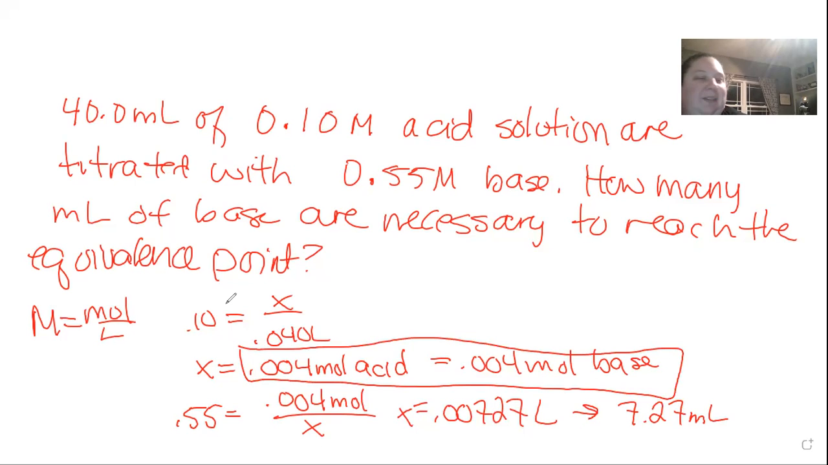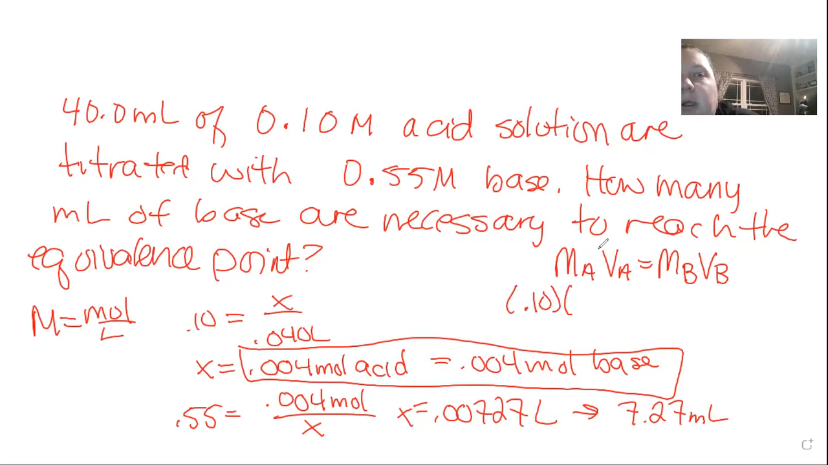You also can set up basically the exact same math, just putting it all into one step: the molarity of the acid times the volume of the acid equals the molarity of the base times the volume of the base. Because taking molarity times volume gives me moles. That's exactly what we did here. So my molarity of my acid is 0.10, the volume I had was 40 milliliters, my molarity of my base is 0.55 molar, and I want to know what volume of base I need to add to get there.